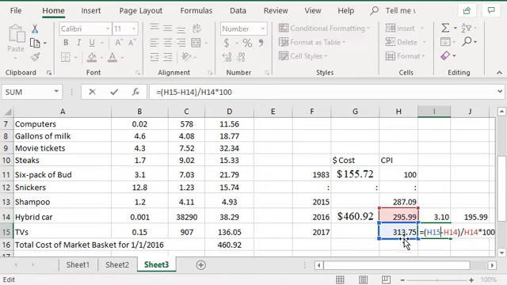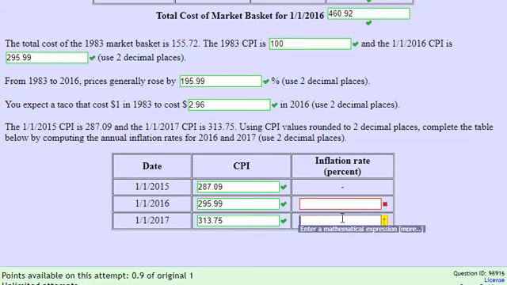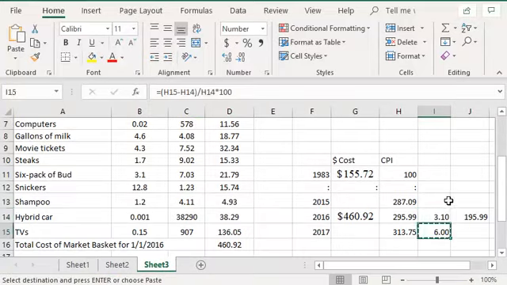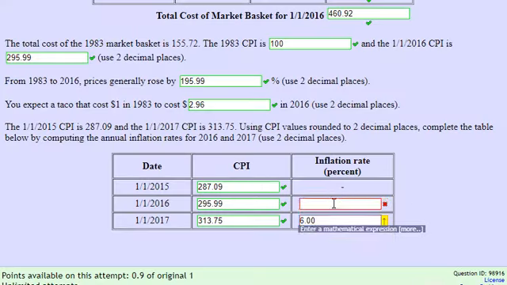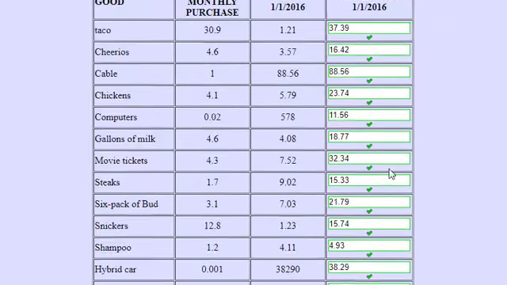So what it is minus what it was divided by what it was times 100. So the annual inflation rate for 2017 is quite large. And the annual inflation rate for 2016 is roughly half as much. Hit enter, and we're done.